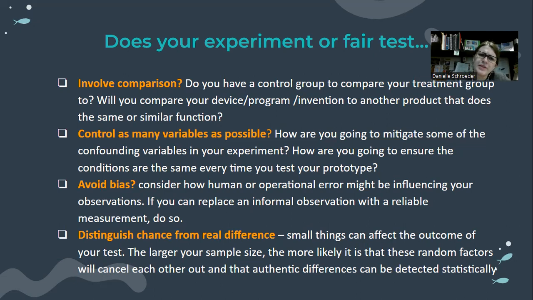Does your experiment or fair test avoid bias, right? Is there human or operational error that might be involved in your test? Can we find a reliable measurement to replace that one? And then finally, we need to distinguish chance from real difference, right? Small things can affect the outcome of this test. Have a large sample size to eliminate the random factors that might be influencing your study.